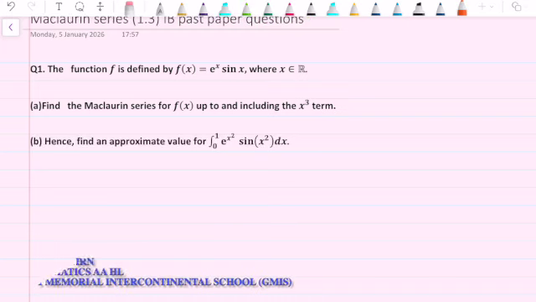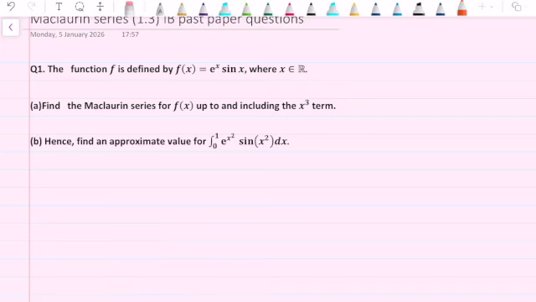Hi everyone, today we are going to take up questions on Maclaurin series. We'll solve two questions. These questions are from IB past papers. Let's look at question number 1.